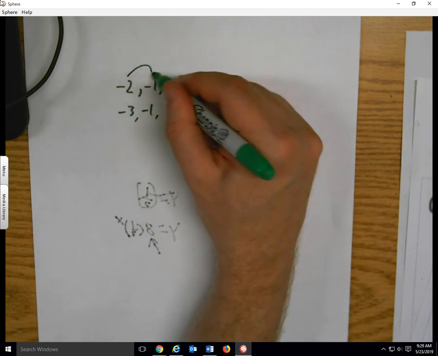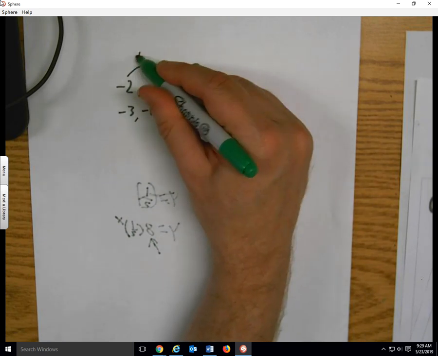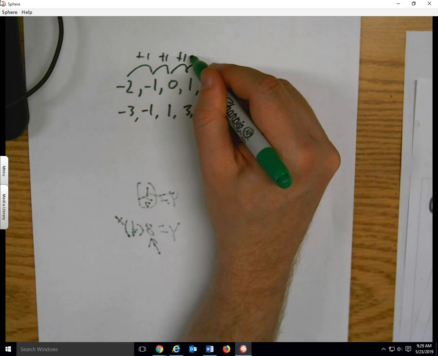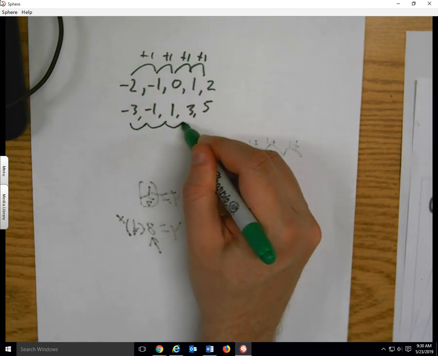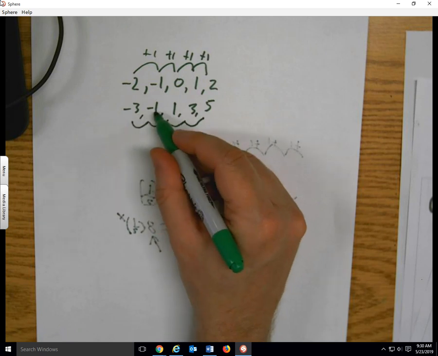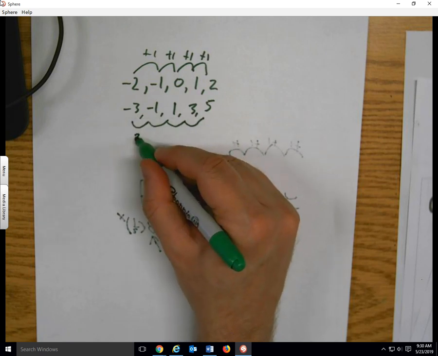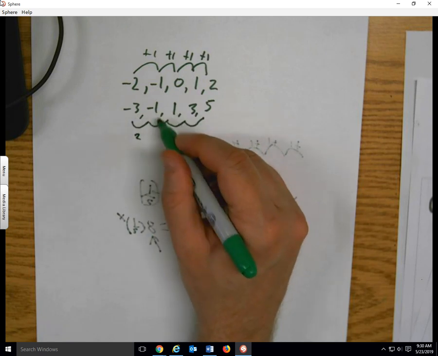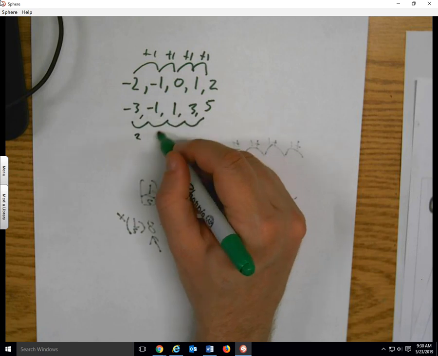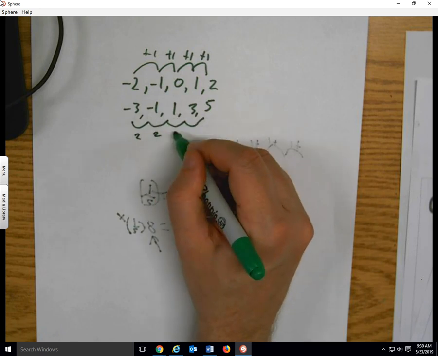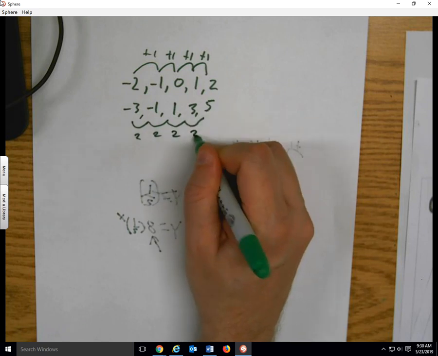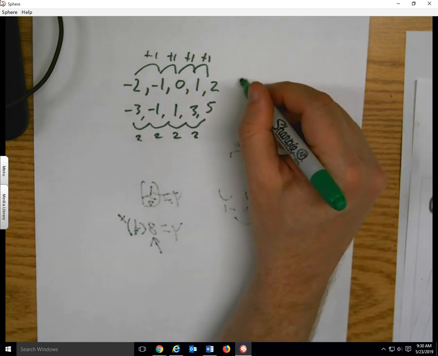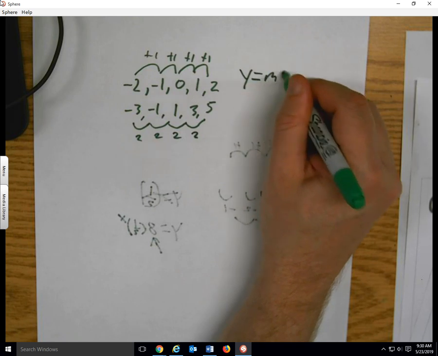And this is increasing every time by 1. We just kept it simple. And this is increasing by a constant rate of change. Negative 1 minus negative 3 would be a 2. 1 minus negative 1 would be a 2. 3 minus 1 would be a 2. 5 minus 3 would be a 2. When there's a constant rate in both, you know it's y equals mx plus b. It's linear.